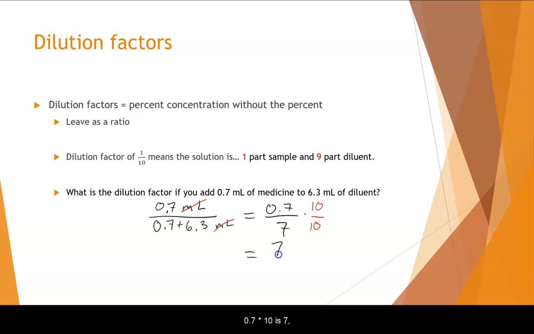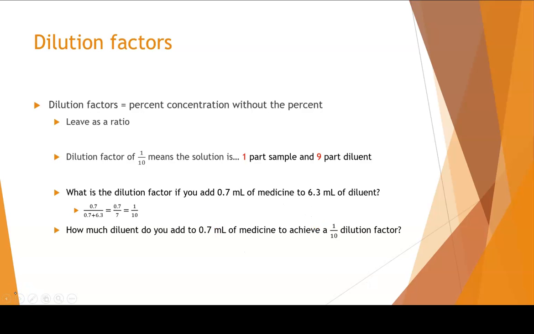So 0.7 times 10 is 7, and then 7 times 10 is 70. This, I can see, simplifies down to 1 in 10. All right, so there's that.